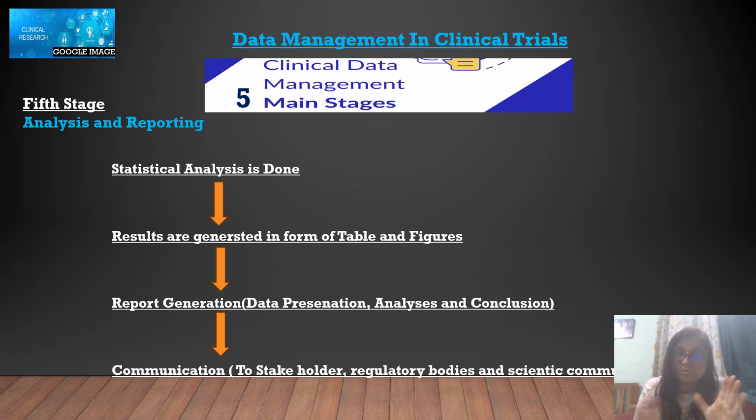All this data is then communicated to all stakeholders, including regulatory bodies and the scientific community also. So this is the whole process of clinical data management.